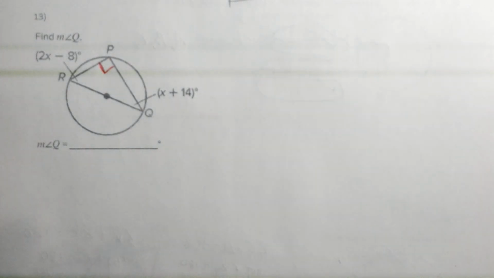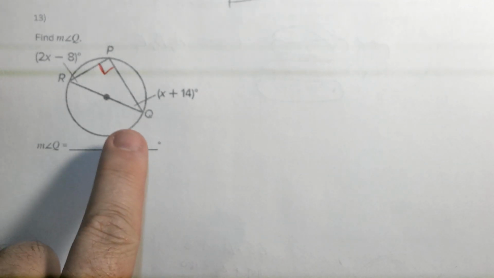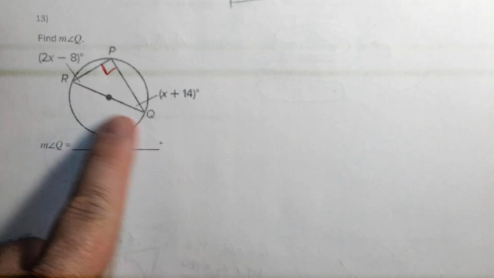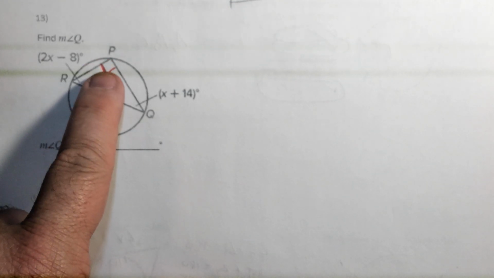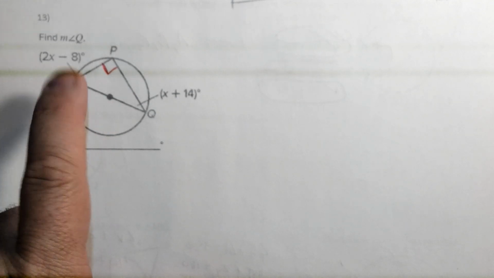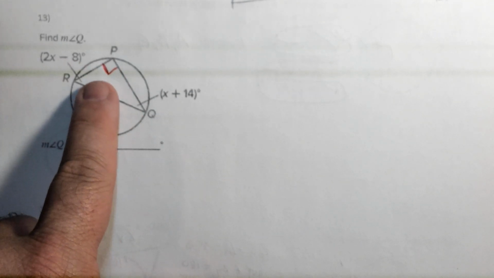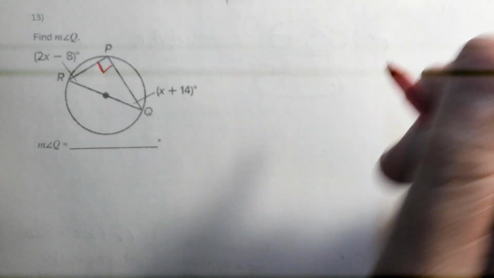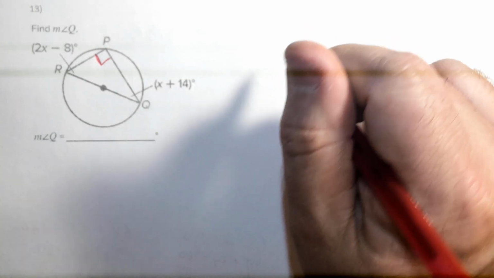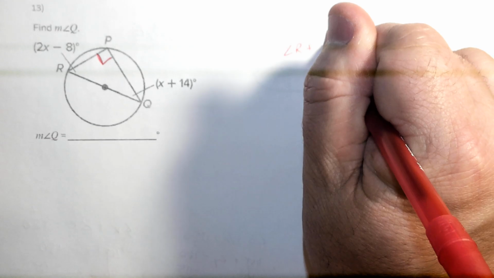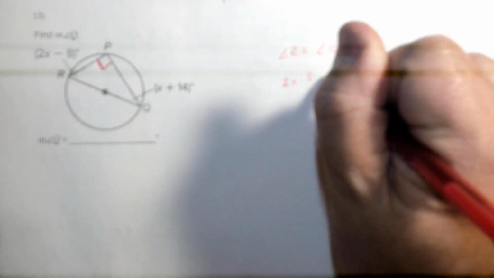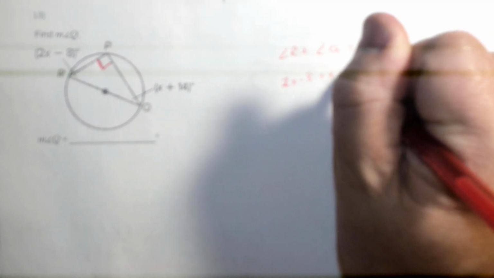Okay. So number 13. They want to find the measure of angle Q. So first we need to find X. So if this is the diameter, I'm trying to get it to focus back in. This is the diameter, and then this guy is going to be a 90-degree angle. This is your hypotenuse. Well, we know the whole triangle equals 180, and if that's 90, 180 minus 90 means these two guys are complementary, which means angle R plus angle Q equal 90. And then angle R is 2x minus 8. And angle Q is x plus 14.